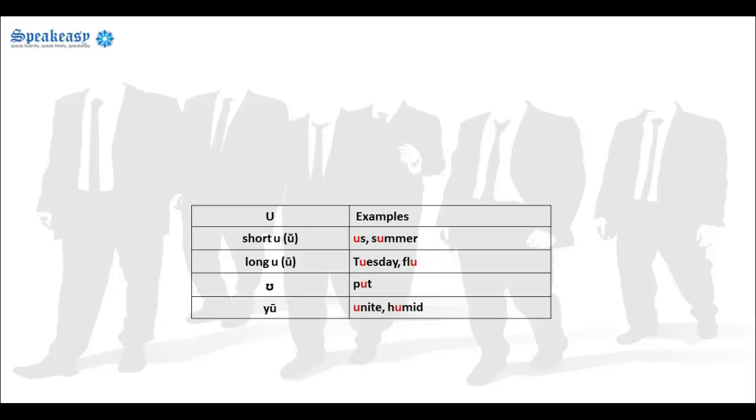And finally, the letter U. So we have the short U sound, heard in us and summer. The long U sound, heard in Tuesday and flu. There is a shortened version of the long U sound, heard in words like put, and the letter U can also be pronounced with a Y, as in the words unite and humid.